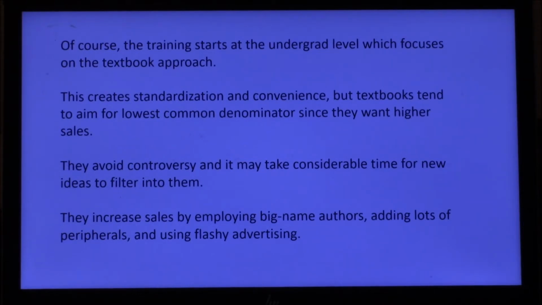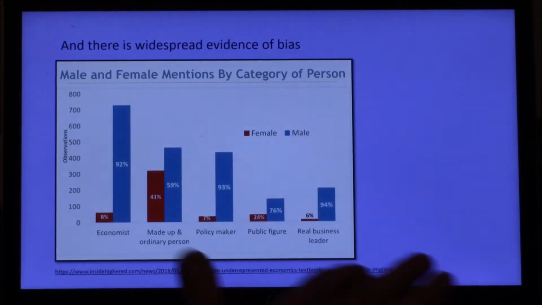But again, they're going to be written for the lowest common denominator because they want higher sales. They're going to avoid controversy, and it may take considerable time for new ideas to filter into them. Now, they increase sales by employing these big-name authors and adding lots of extras: this book also comes with 17 exams and 6,000 multiple-choice questions and all kinds of stuff like that, and flashy advertising. Well, again, I don't want to take too much away from that. A lot of it is quite well done. But it creates certain trends, like the lowest common denominator, like avoiding controversy and so forth. But that's what happens at the undergrad level.